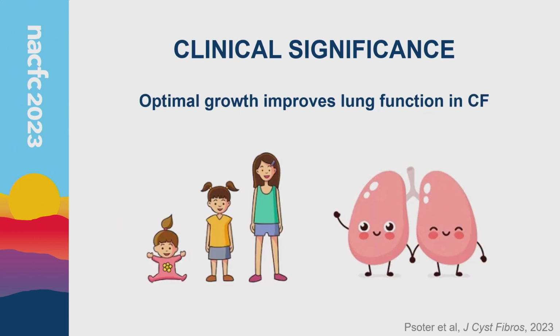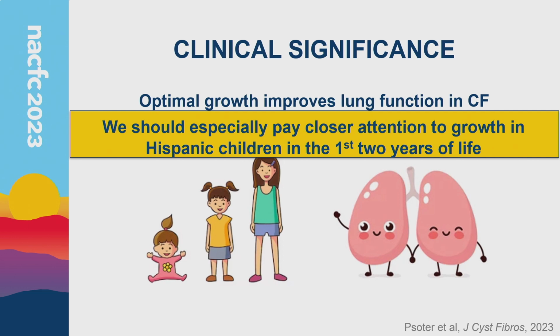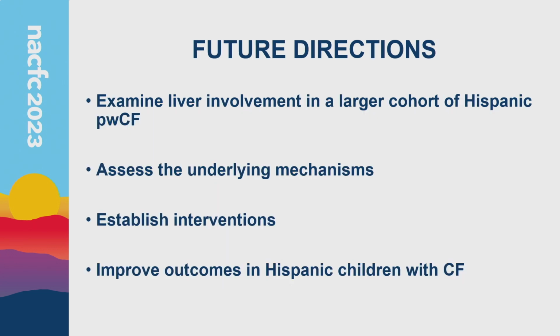So since there are established relationships between early childhood growth, both in weight and in height, and later lung function, these growth differences may explain those lung function disparities that have been previously reported in Hispanic people with CF. And we should pay closer attention to the growth in the first 2 years of life, especially in the Hispanic cohort of patients. Future studies are warranted to examine the liver involvement in a larger cohort of Hispanic people with CF. And further, we need to assess the underlying mechanisms or causes of these GI and hepatic outcomes so that we can establish interventions to ultimately improve outcomes in Hispanic children with CF.